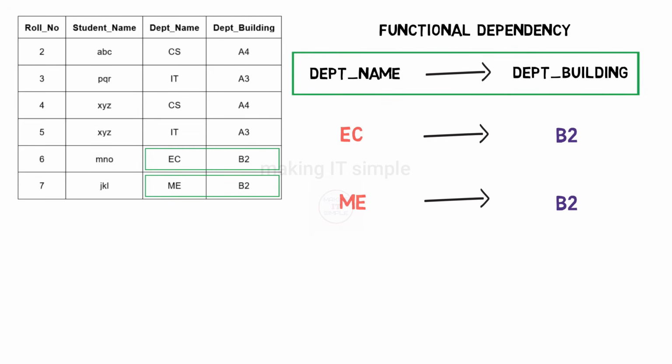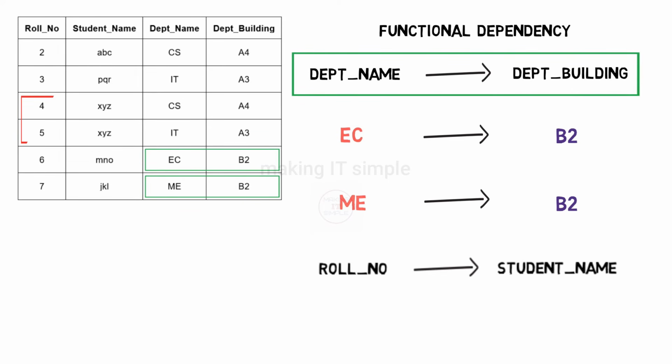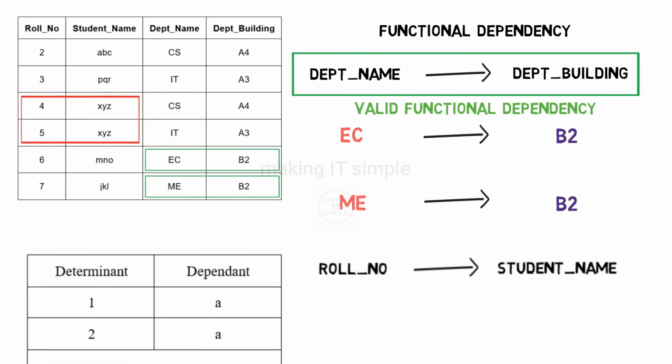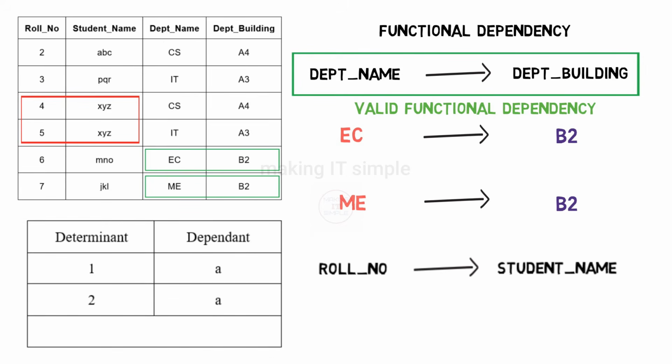Let us take another example. Another example can be roll number determining student name, where two students have different roll numbers but have the same name. But still, it is a valid case. Therefore, this functional dependency is a valid one. So in this case, where there are different determinants and corresponding same dependents, it is a valid functional dependency case.